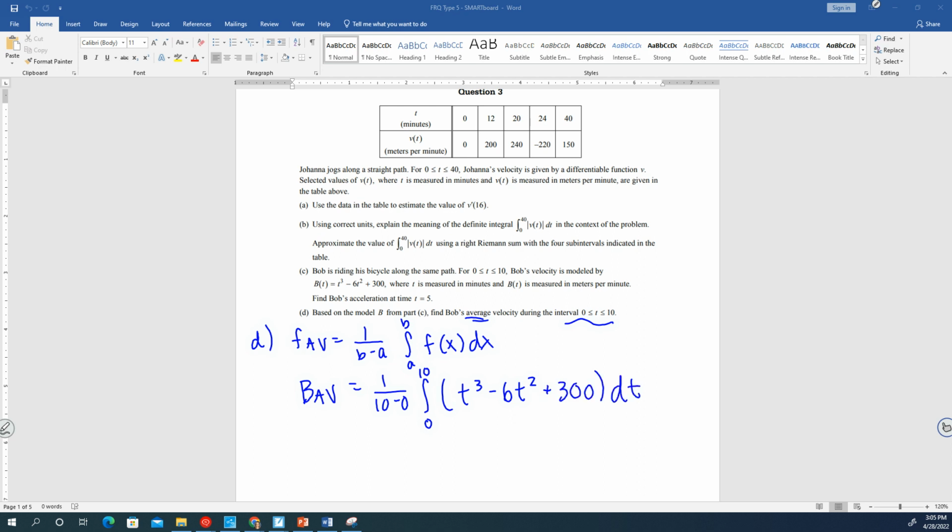So I'm going to actually write in the function instead of writing b of t. If this was a calculator-friendly problem, I would just write b of t, and then I would use my calculator to crunch this number. I have to do this by hand. Here we go. It's 1/10. Good thing this is a nice, easy polynomial antiderivative.